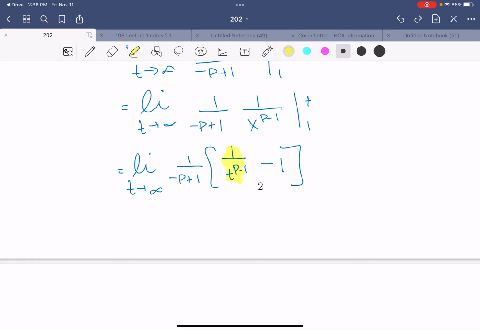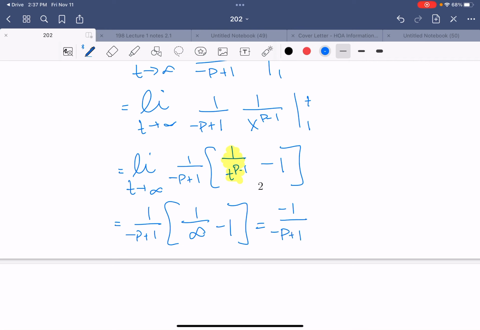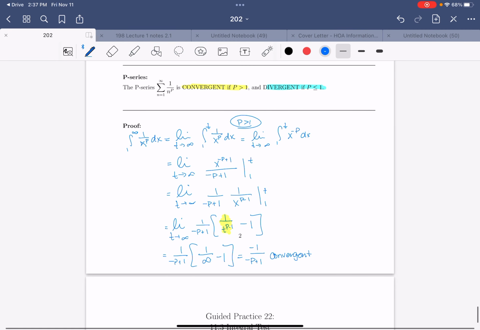Okay, so what happens there is we get 1 over negative p plus 1 times, now, if p minus 1, what happens to that exponent if p is greater than 1? So if p is greater than 1, then p minus 1 is greater than 0. So you have a power on the bottom that is greater than 0. And that's going to go to 1 over infinity minus 1. And that's just going to turn out to be negative 1 over negative p plus 1. And so this is convergent. Okay. So that's when p is greater than 1.